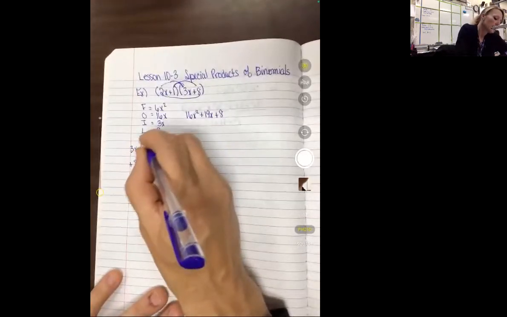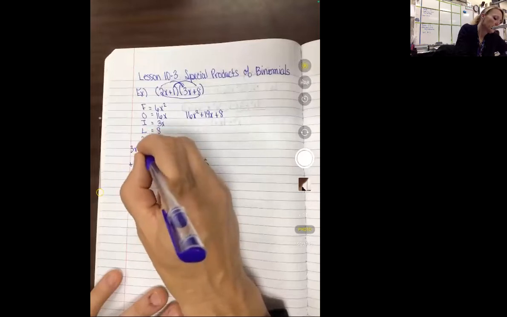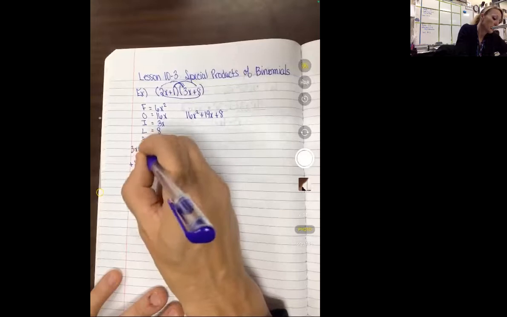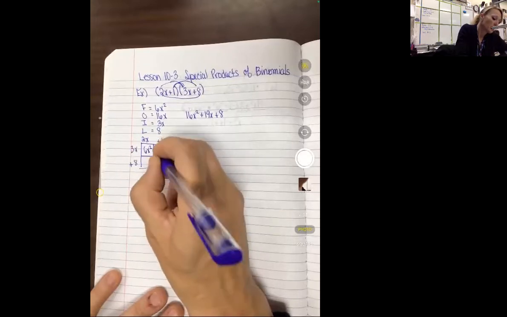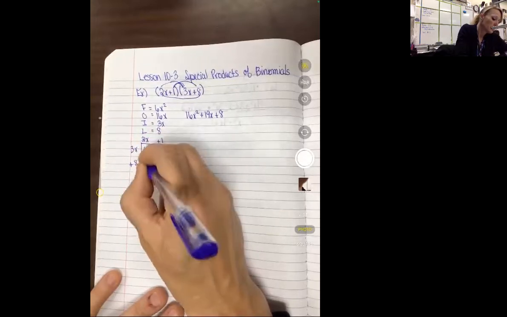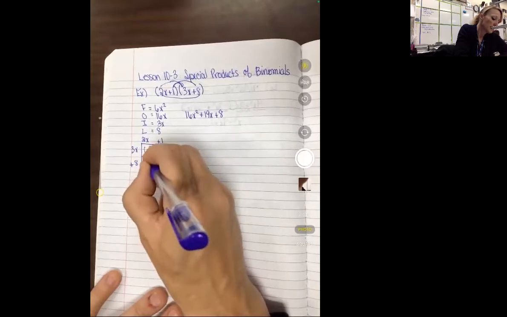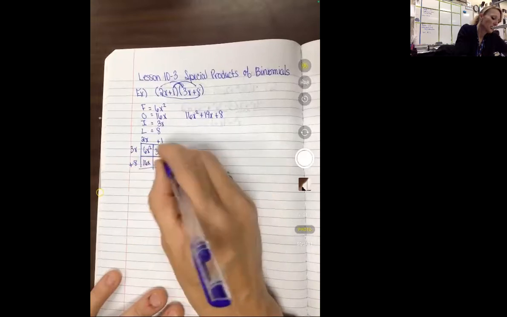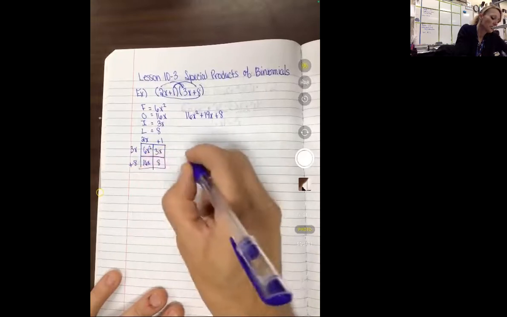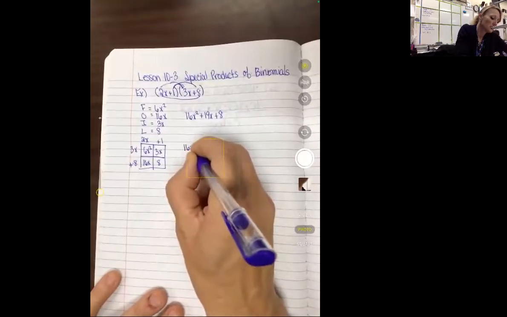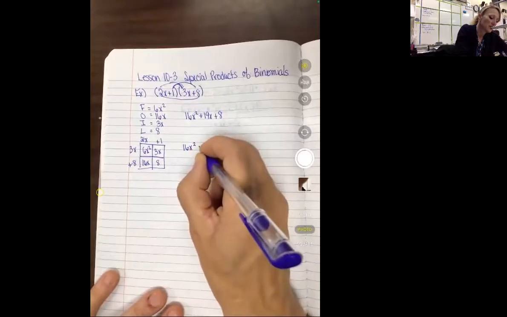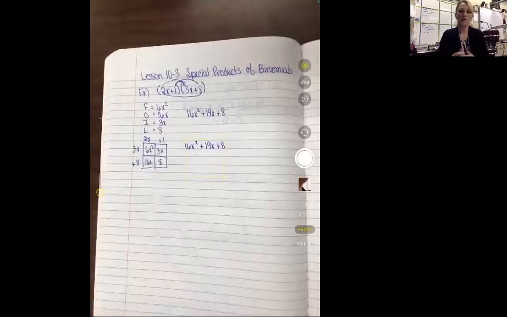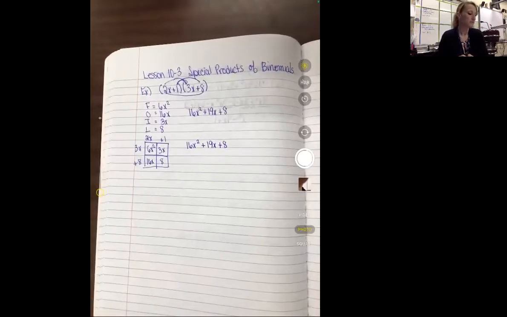So 2x times 3x would be 6x squared. So they go there. And then 3x times positive 1 gives us a 3x. 2x times 8 gives us a 16x. And an 8 times a 1 is an 8. And then again, your diagonals are generally speaking going to be like terms. So that would be 6x squared plus there's my 19x plus 8. So either way you do it, you get the same answer.